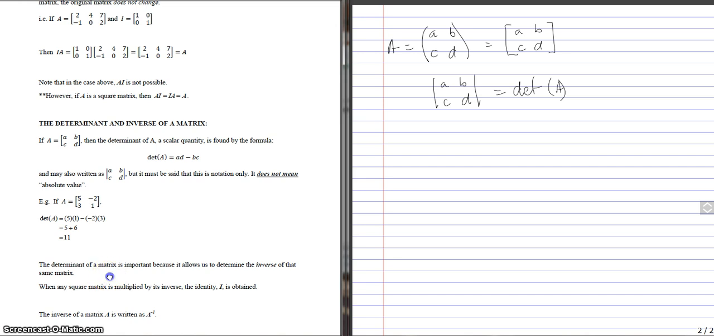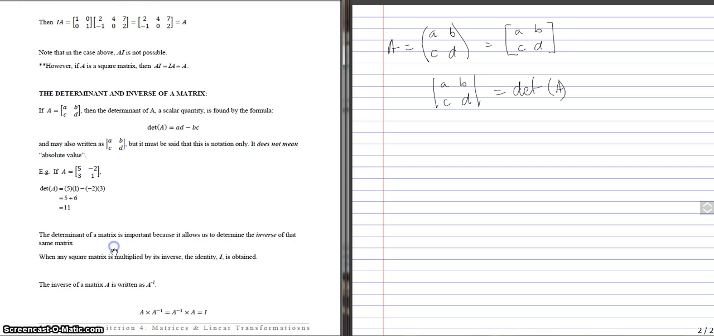So the determinant of a matrix is important because it allows us to determine the inverse of that same matrix. And we use the inverse when we're looking at effectively division of matrices. So that's where it comes in. We need it in terms of determining the inverse, because when any square matrix is multiplied by its inverse, the identity I is obtained.